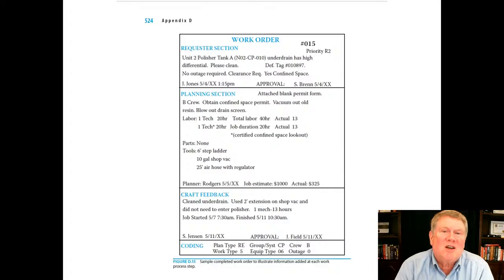Now, notice that they don't say what should be done with the resin. Well, what should be done with the resin? Do they clean it, put it back, or do they get new resin? How come that's not listed as one of the parts? Well, at this plant, the operators deal with the resin. And everybody knows that.